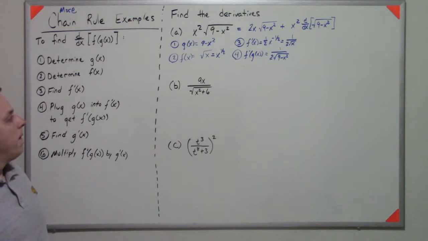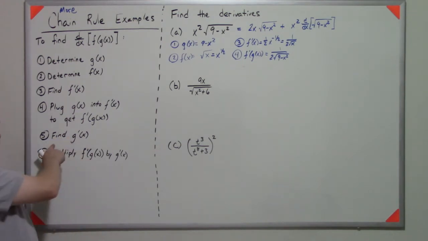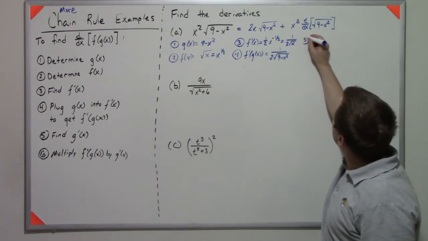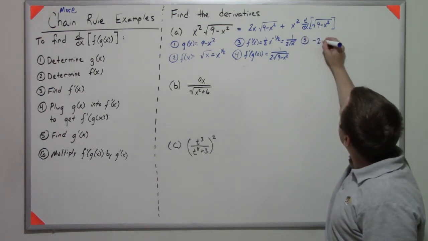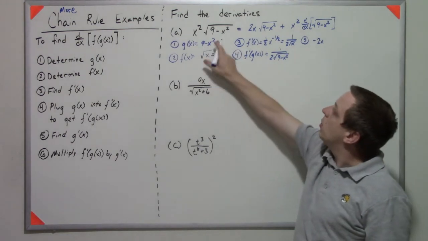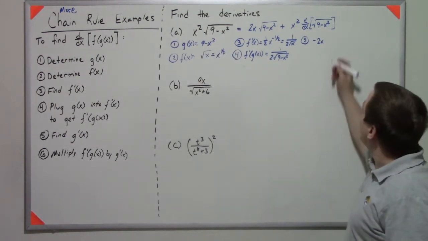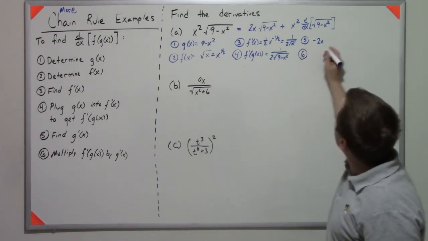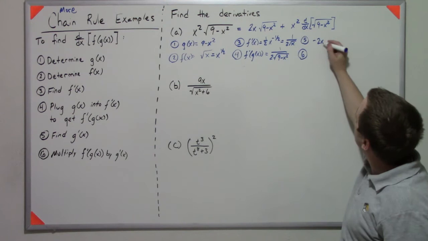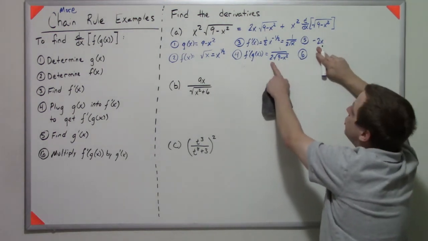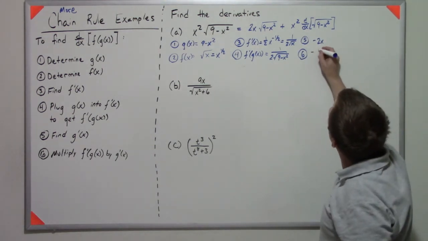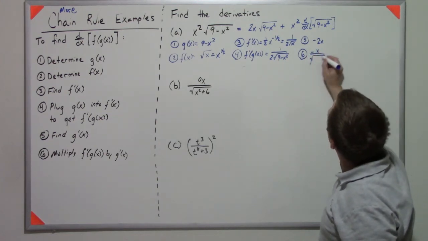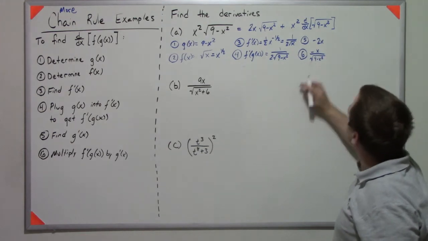Then we have to find g prime of x. That's going to be negative 2x, right? Because the derivative of 9 is 0, and for x squared you bring down the power. And so the result from this, when you multiply these two together, the 2's are going to cancel. That's going to leave you with negative x over the square root of 9 minus x squared.